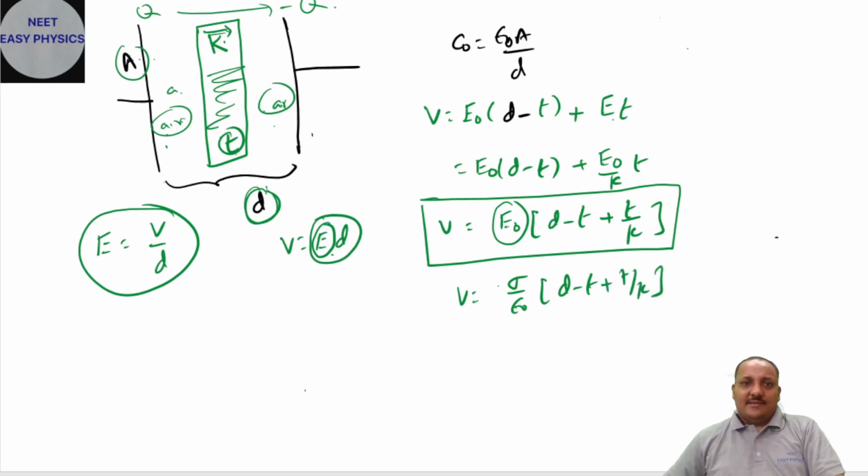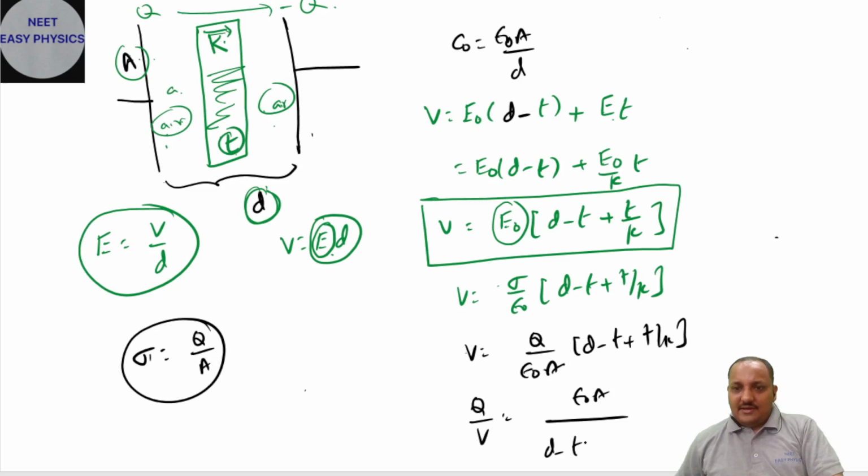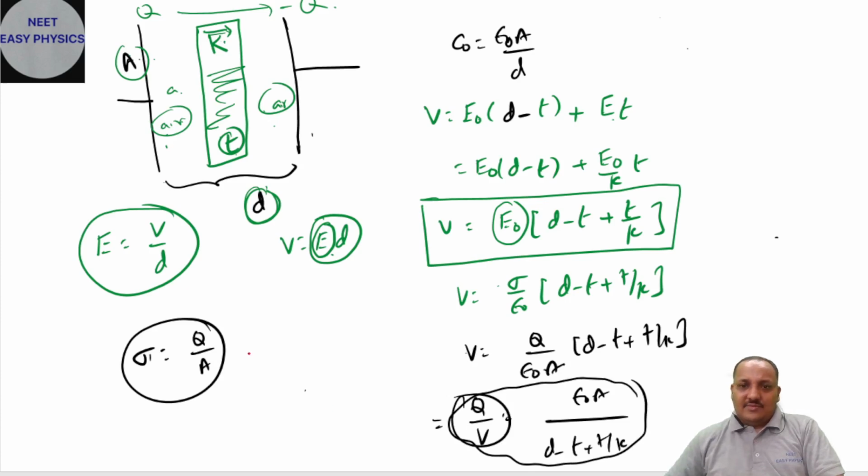What is sigma? Sigma is nothing but the surface charge density. Sigma equal to Q by A. So V is equal to Q by epsilon naught A, D minus T plus T by K. If you bring this to this side, Q by V is equal to epsilon naught A by D minus T plus T by K. So what can we write for this Q by V? We can write it as capacitance.